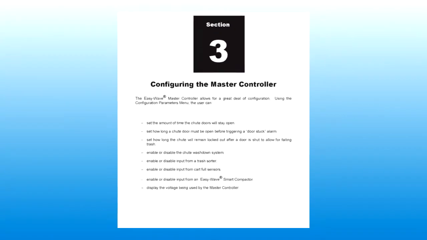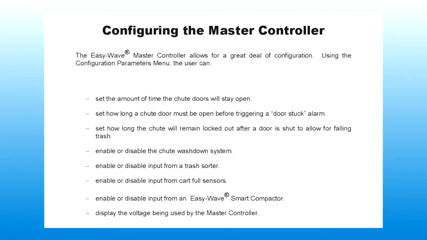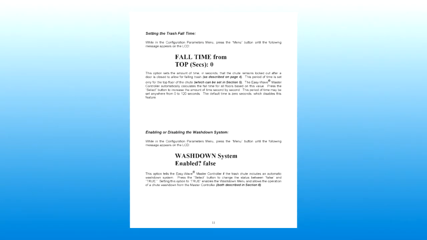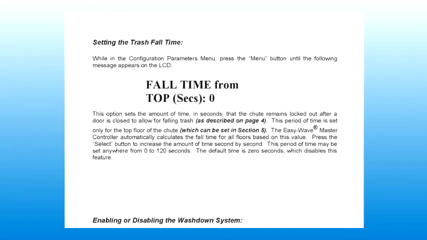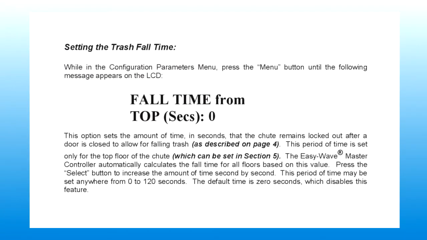Section 3 of the manual describes the master controller configuration options. Configuration parameters enable or disable specific control functions and optional system features. Changing parameter settings directly impacts operation of the chute control system. Usually parameters only need to be configured at equipment installation time and sometimes when equipment is added or removed.